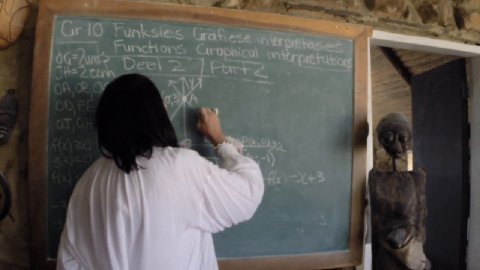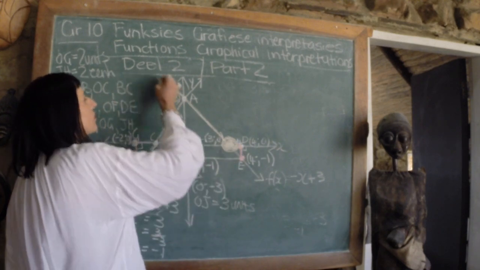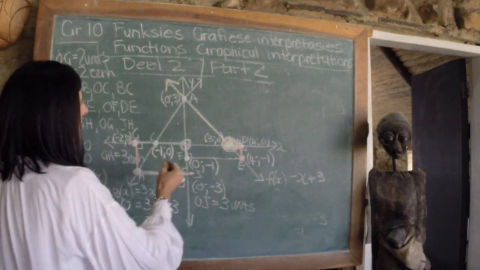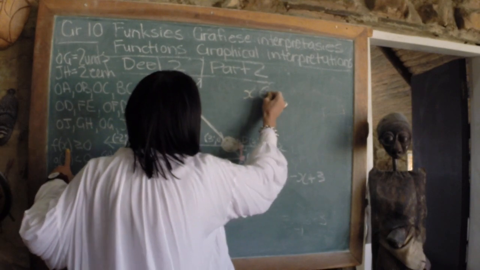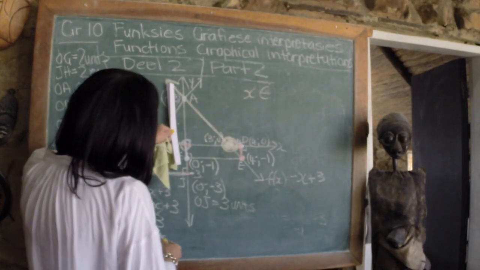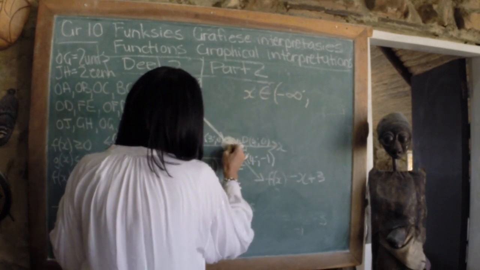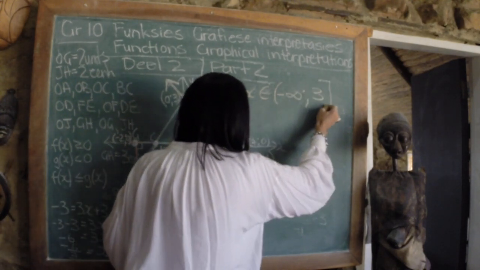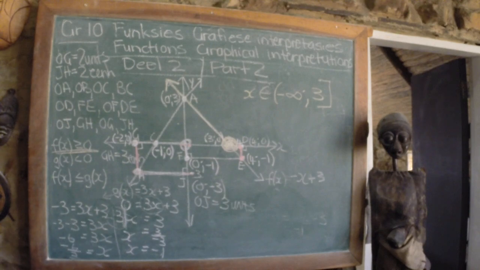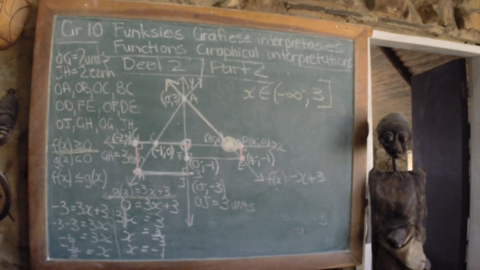Vir watter x-waardes is hierdie ouetjie gelyk aan 0 en ook groter as 0? For what x values? So, dit gaan wees waar x 'n element is van, and we take our vertical ruler from -infinity up to precisely on this x value, and that's the value 3. Dis waar hy groter of gelyk aan 0 is. Waar is gx kleiner as 0? Hier's gx, daar is hy. Waar is hy kleiner as 0?